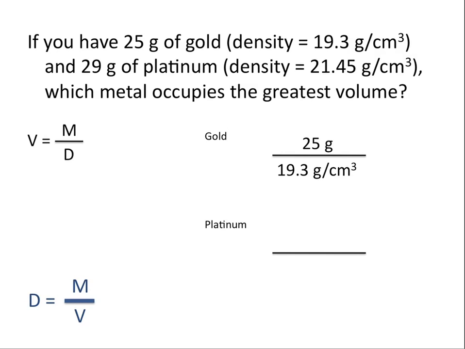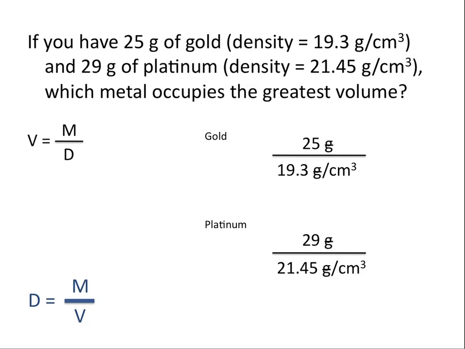Now let's set up our calculation for platinum. We need to put the mass on top, which would be 29 grams, divided by the density, which would be 21.45 grams per centimeter cubed. Because we have units of grams on the top and grams on the bottom, that allows us to cancel out the units of grams. So the answers we calculate will be given in centimeters cubed.